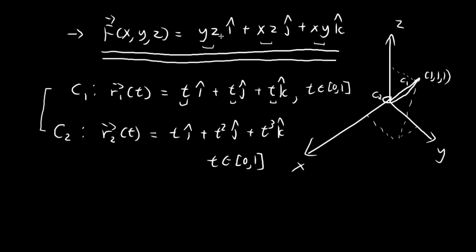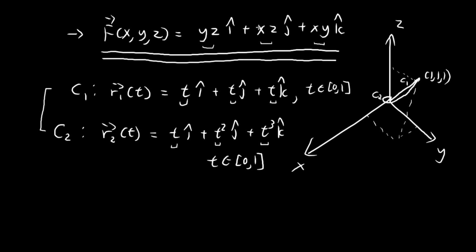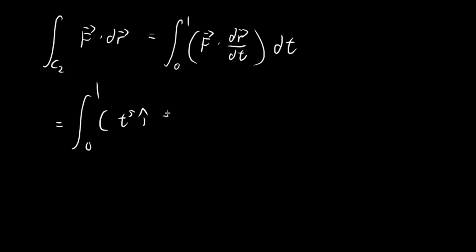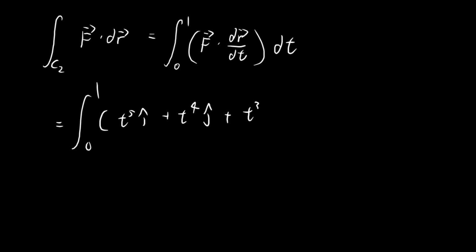For the vector field, we have y z, and along the path C2, x will be equal to t, y will be equal to t squared, and z will be equal to t to the power of 3. So yz is just t squared times t to the power of 3, so that's just t to the power of 5 in the i direction. For the j direction, you have x times z, so t times t to the power of 3, that's just t to the power of 4 in the j direction. And now you have x times y, so it's just t to the power of 3 in the k direction.